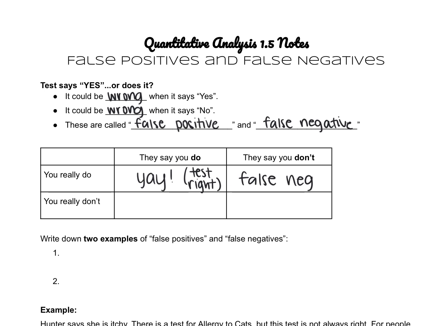And then for a false positive, the test comes back and says, yes, you do have this, but you really don't. And that's a false positive. And the last one is the test comes back saying you don't and you really don't. And this would also be correct. So the test is also right.